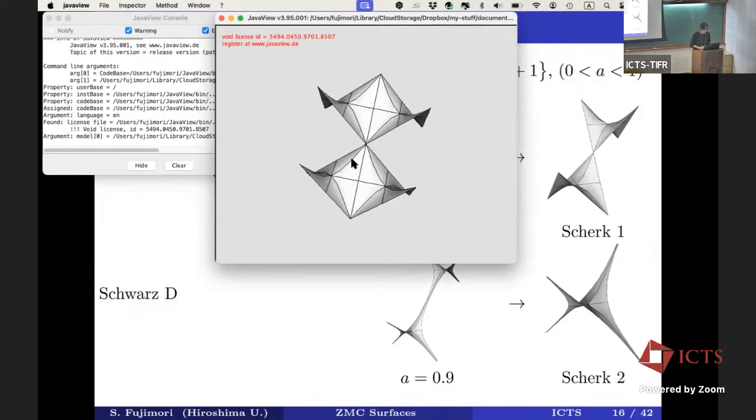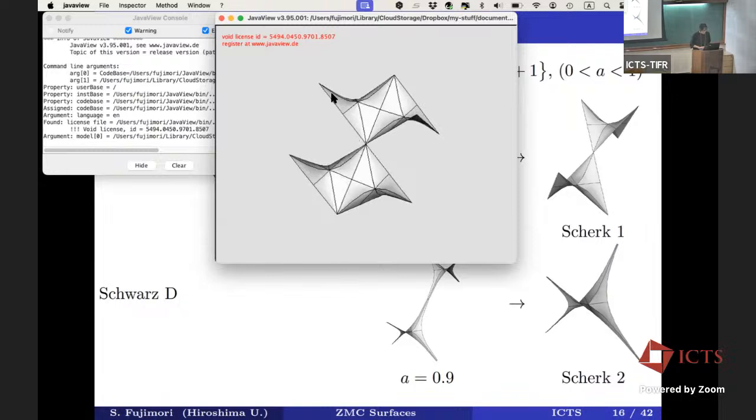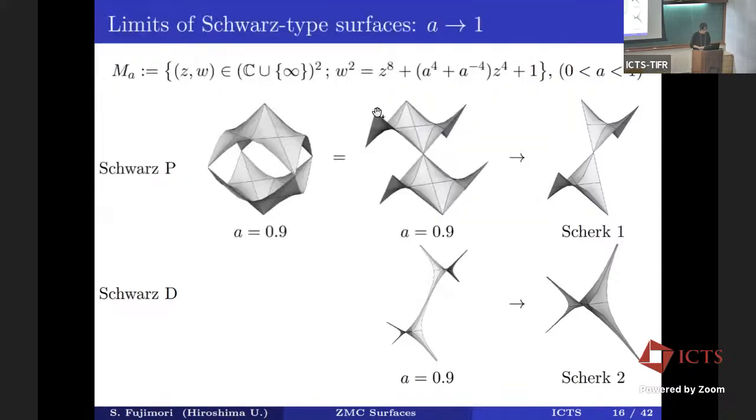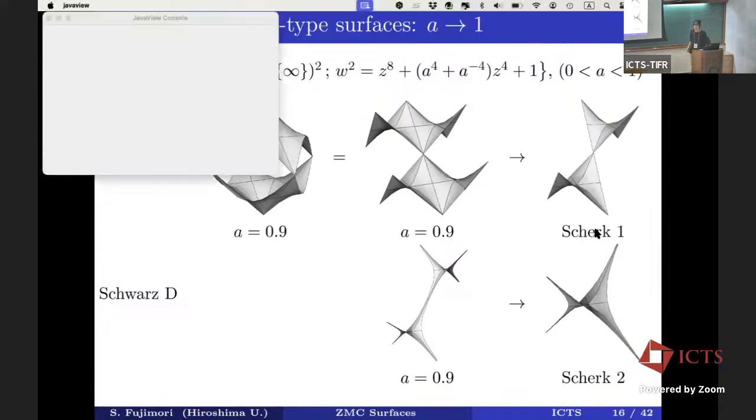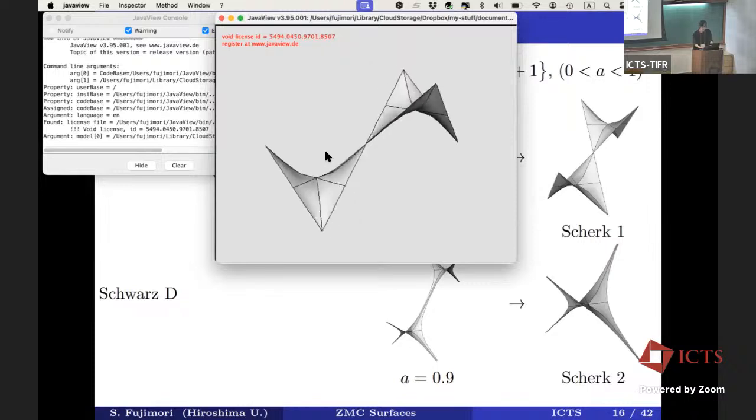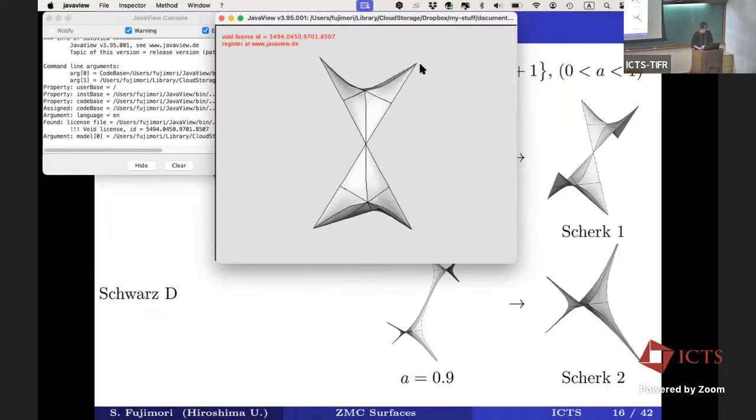Now this is almost a light-like line. This is not exactly, but it is very close to a light-like line. And after taking the limit, we have this surface. So this is a cone-like singularity, and this is a cone-like singularity, this is a cone-like singularity, and this is the end of the surface. But the end does not go to infinity; the end still remains finite. Something strange happened.